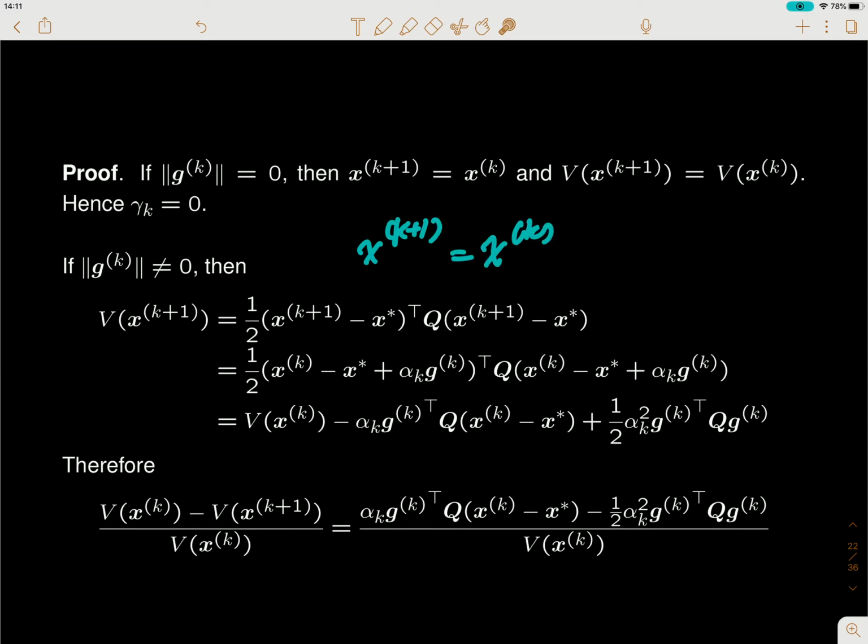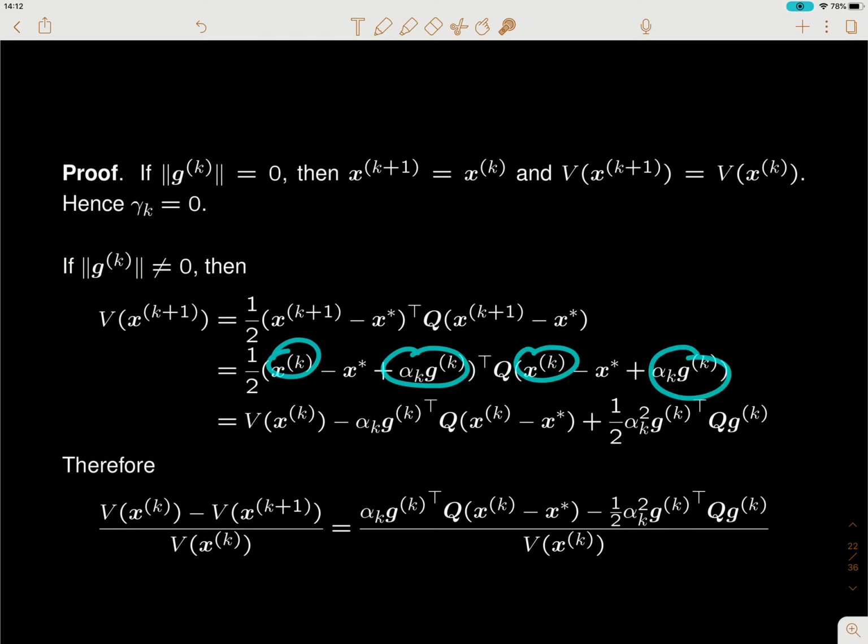is x_k minus alpha_k g_k, where this alpha_k has a closed form, as before. So that's why this x_{k+1} is just this, minus, let me see, it should be minus here, and also minus here. So it should be this minus this, and also this minus this. Okay, and then we expand this product.